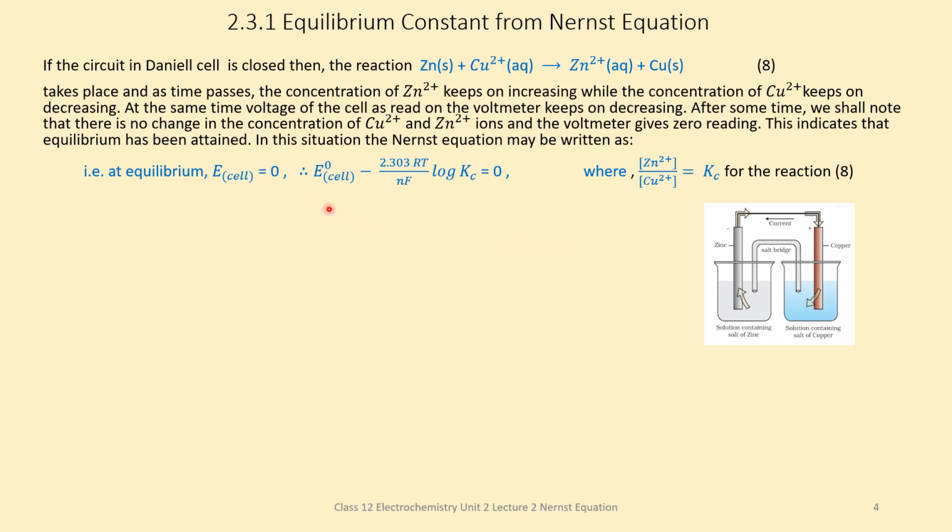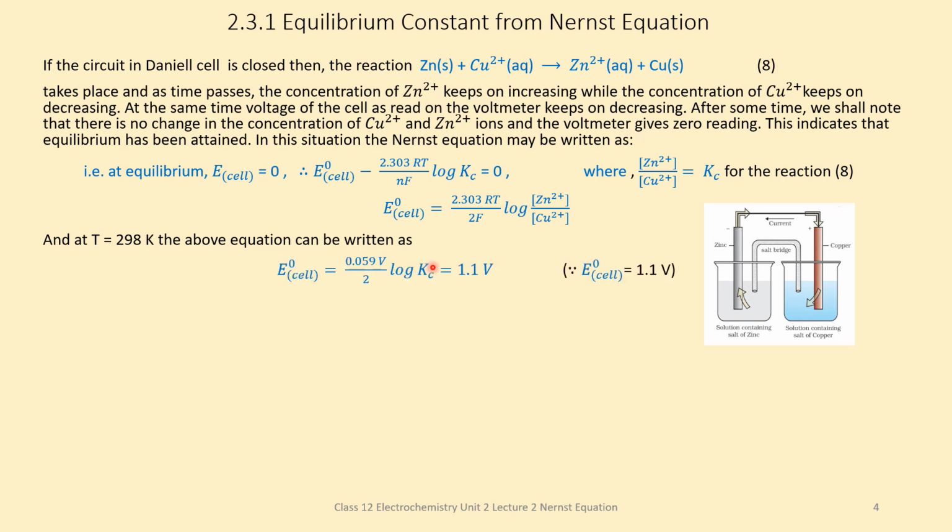Hence the equation becomes E naught of cell is equal to, taking this term on the right hand side, 2.303 into RT divided by 2F. Here in this reaction, the number of electrons is 2. Hence it is 2F into log of Zn2 plus over Cu2 plus. At T equal to 298 Kelvin, the above equation can be written as E naught of cell equals 0.059 volts divided by 2 into log of Kc.